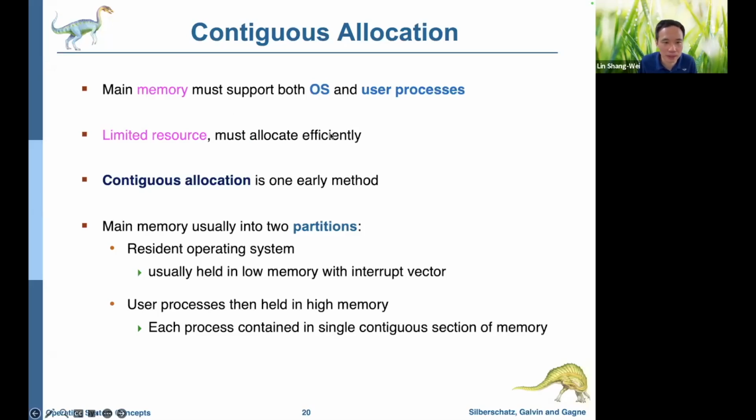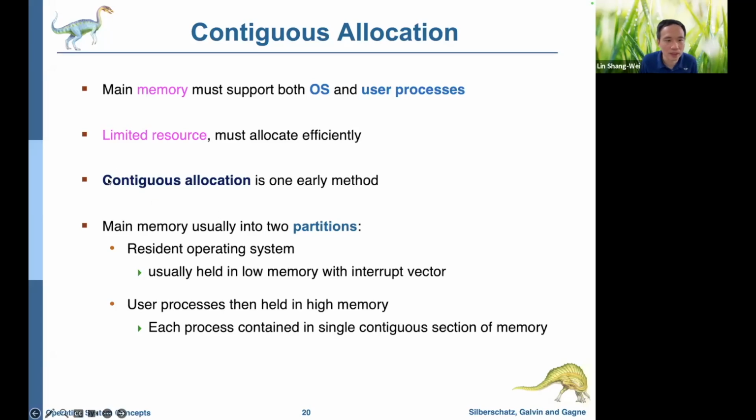Oh, this is just what I just said. Memory is limited, but it will be shared by the OS and user processes. So how are we going to allocate this? Now I'm going to talk about contiguous allocation. It's a very old method.